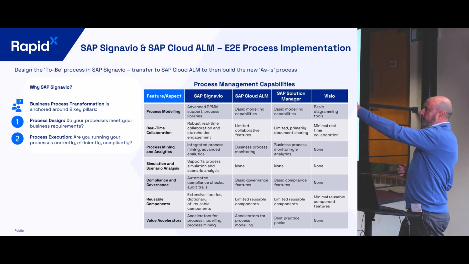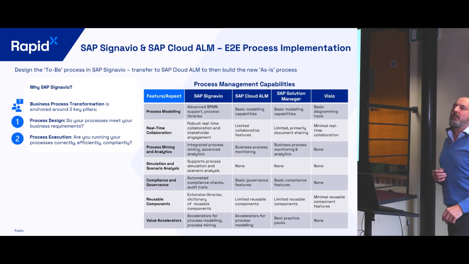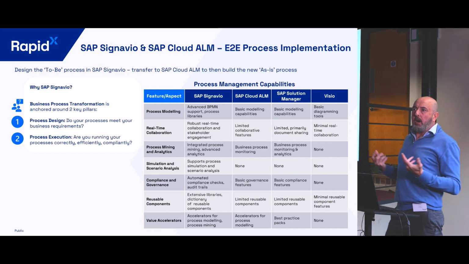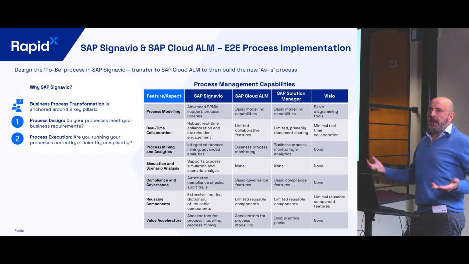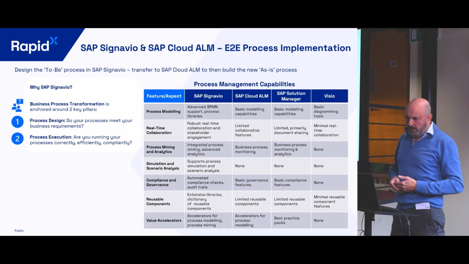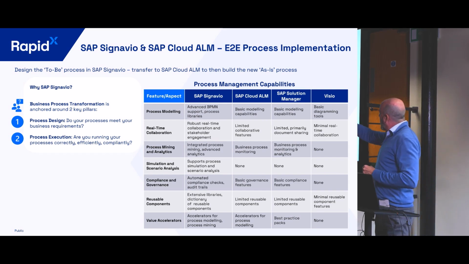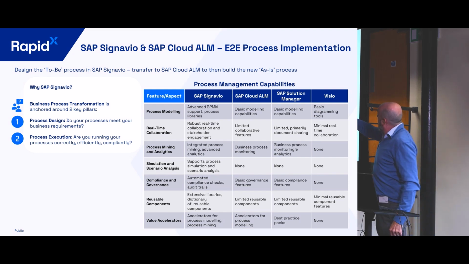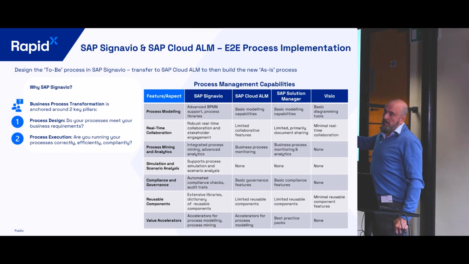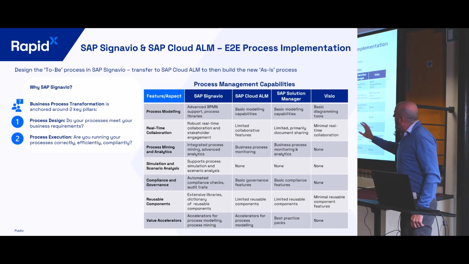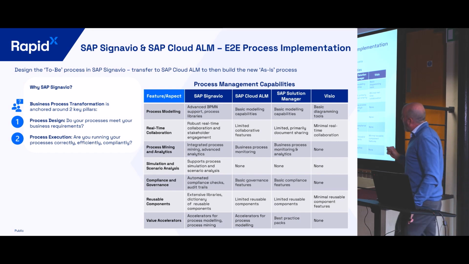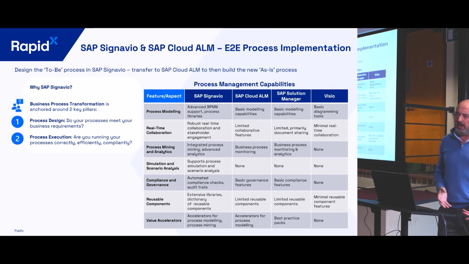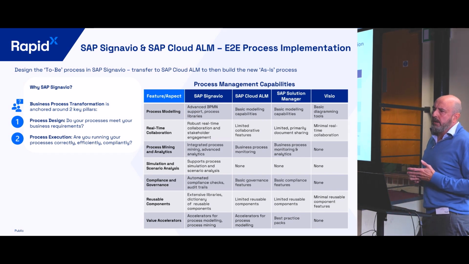But then we talk about process management capabilities. Now, we all know that SAP Cloud ALM has some process management capabilities. They're reasonably basic, but they do exist, and that's always going to be enhanced over time. But actually, if you just look very briefly at the comparison between some of the other tools, SAP Cloud ALM and SAP Solution Manager are quite comparable in that scenario. But really, where SAP Signavio wins, hands down, is in this kind of real-time collaboration. And it has very extensive simulation and scenario capabilities.